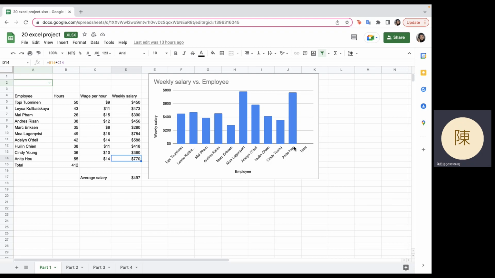And in the picture, we can see that if an employee has more hours working and their wage per hour is higher because their experience is higher, they usually get a higher salary than those with less experience and fewer hours working.